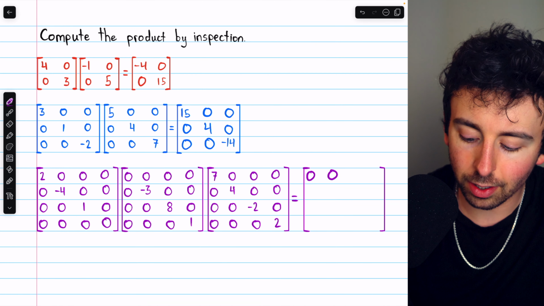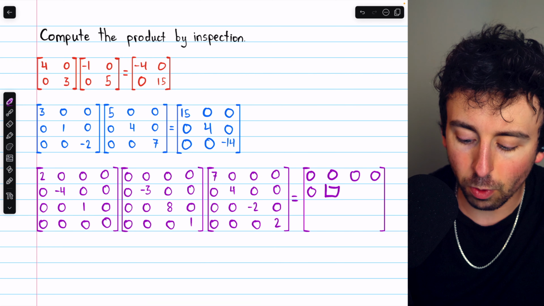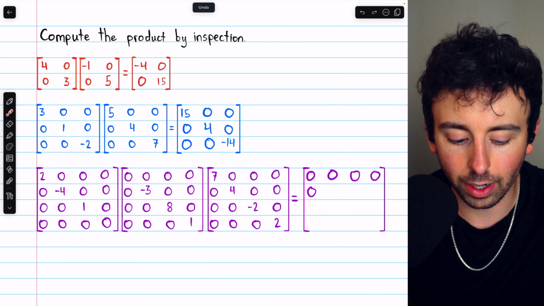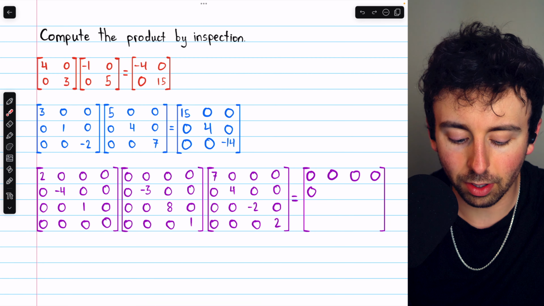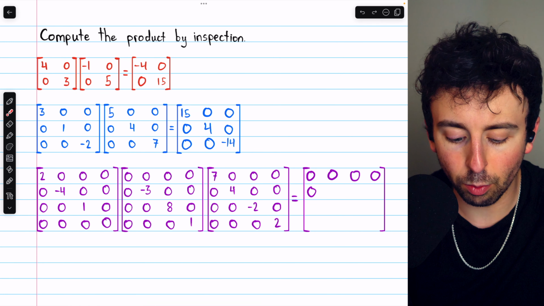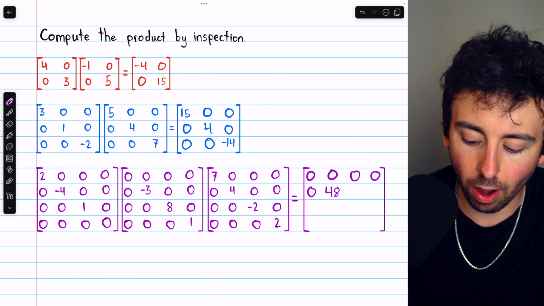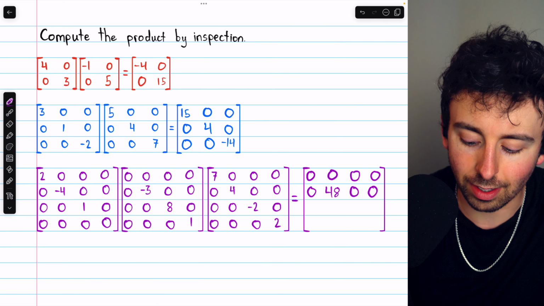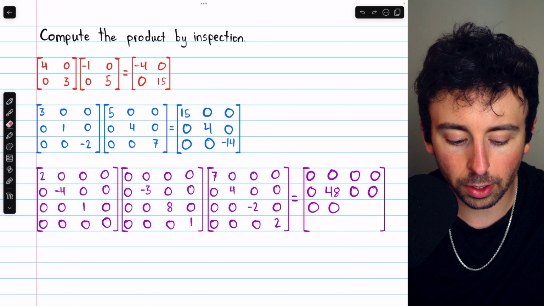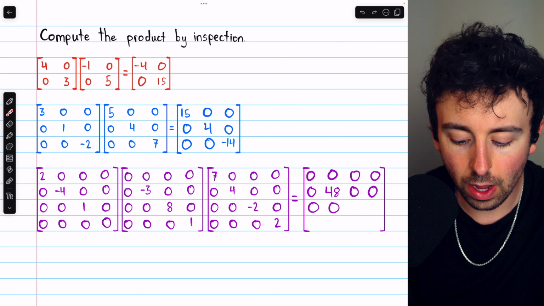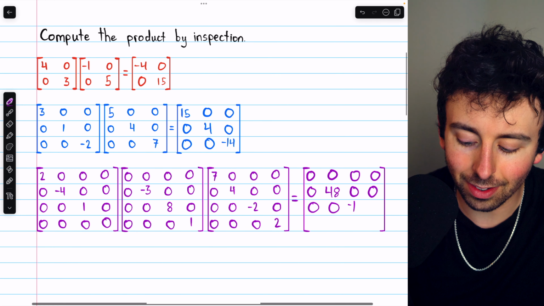Coming back to our product, all of these entries not on the diagonal are 0. This entry is on the diagonal, so it will be the product of the diagonal entries, negative 4 times negative 3 times 4. Negative 4 times negative 3 is positive 12, times 4 is positive 48. And then these off-diagonal entries will be 0. And then this next entry is again on the diagonal, so we'll multiply diagonal entries together. 1 times 8 times negative 2. That's going to be negative 16.